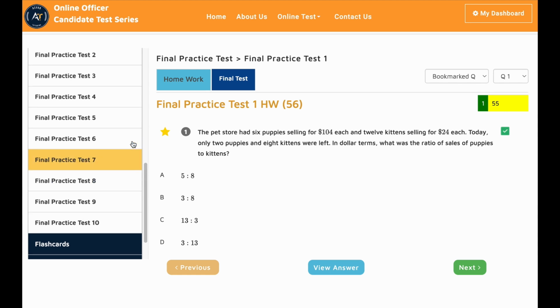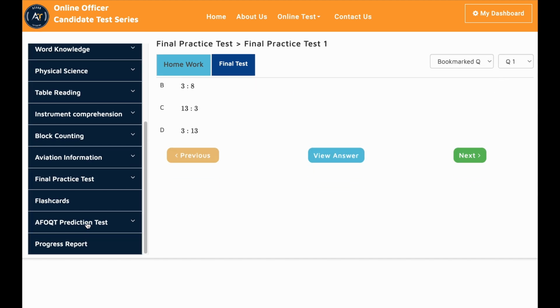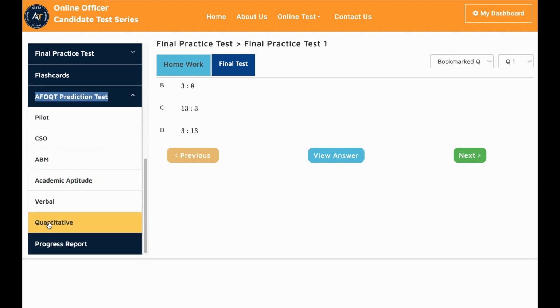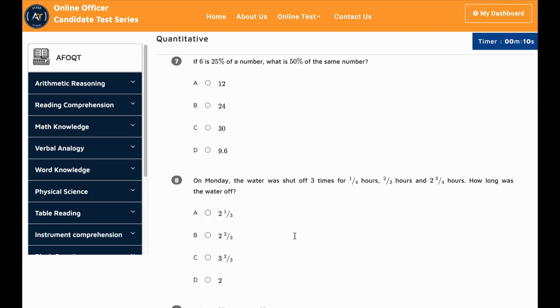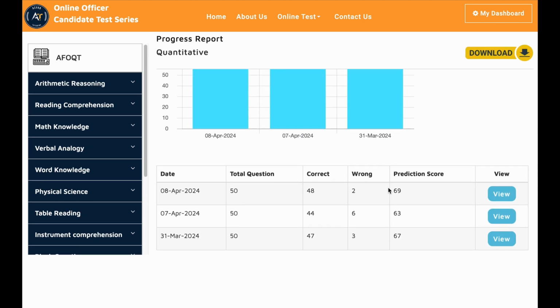After we finish all these final practice test problems, you can take the AFOQT prediction test on different subsets. You see here we have pilot, CSO, ABM, academic aptitude, verbal, and quantitative. Let's see how it looks. This is the quantitative test on math, arithmetic reasoning, and mathematical knowledge. You can answer all these questions one by one and submit. You can see this student took a few prediction tests on the website. He scored 69, 63, 67.